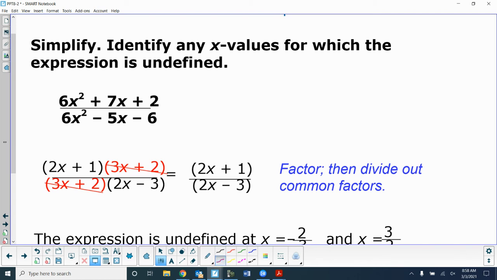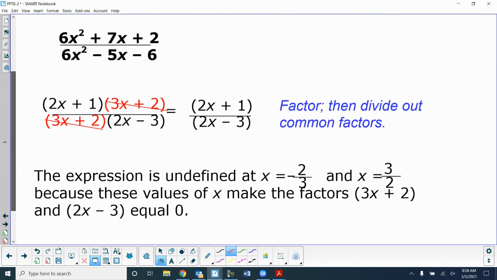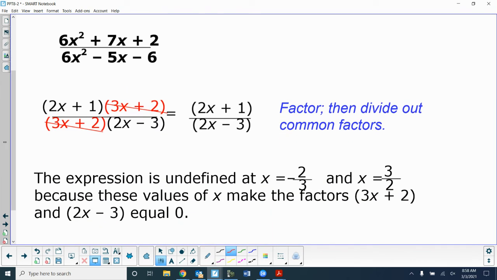Well, my restrictions would be, subtract 2 divided by 3, negative 2/3. Add 3 divided by 2, positive 3/2. I don't know why it wouldn't let me write there for a second.